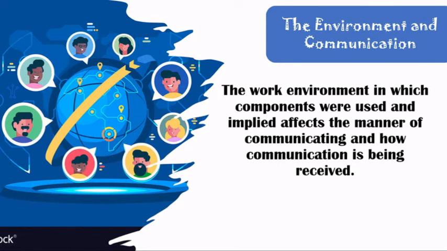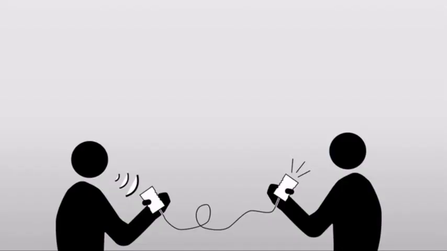Now, there are differences in the environment from one company or institution to another. So we cannot assume that what works in one company would work in another company. We can always try, but it's a matter of trial and error. And you really have to be observant before you make a move. So that's it for the environment and communication.